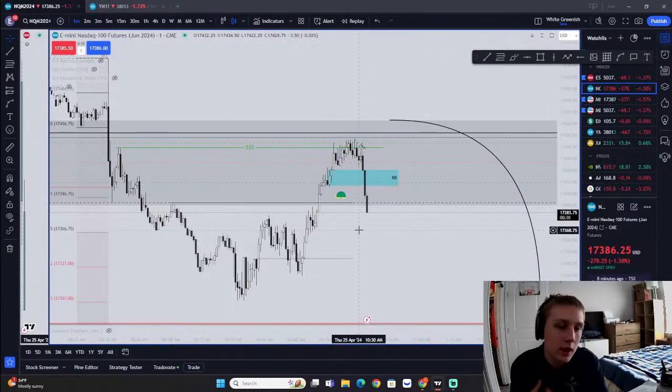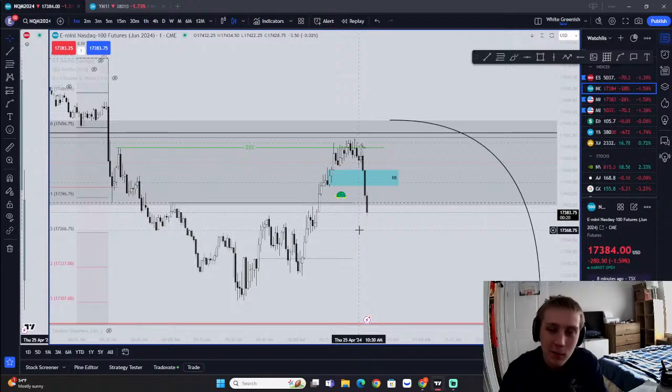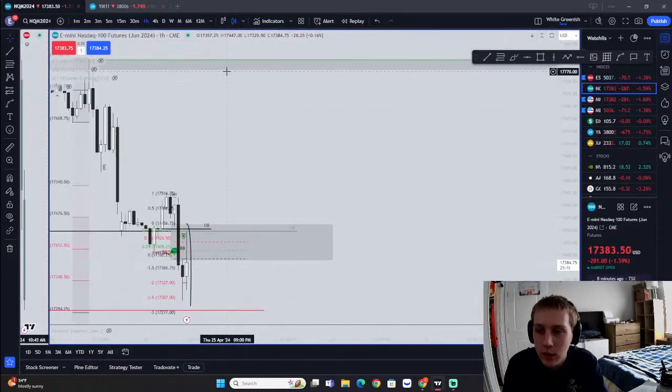All right, let's see if I can get engaged on this. Just popped in shorties. What? Close below fair value gap and order block. What are you talking about?